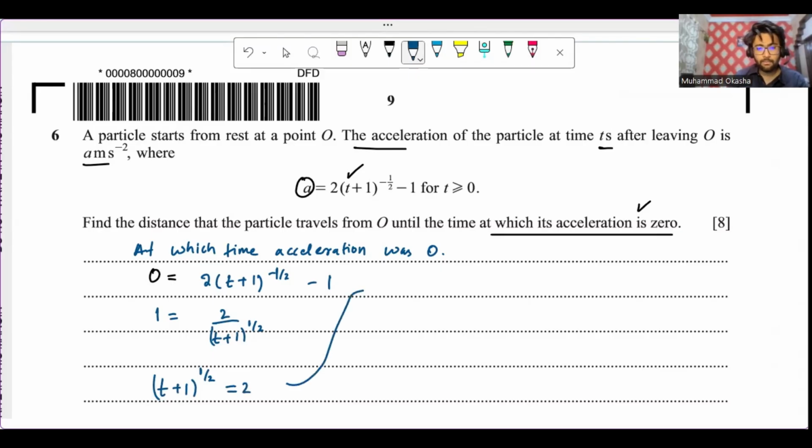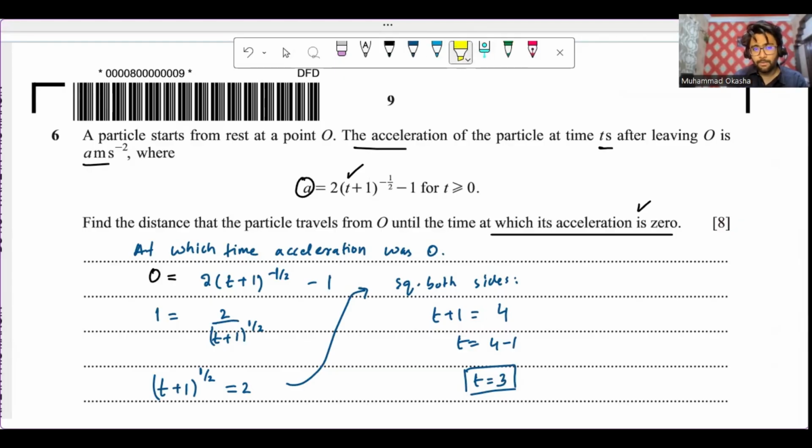And then I will square both sides. So that's going to get me t plus 1 equals 4. t equals 4 minus 1, t equals 3. This is the time at which, at t equals 3, the particle had acceleration of 0.